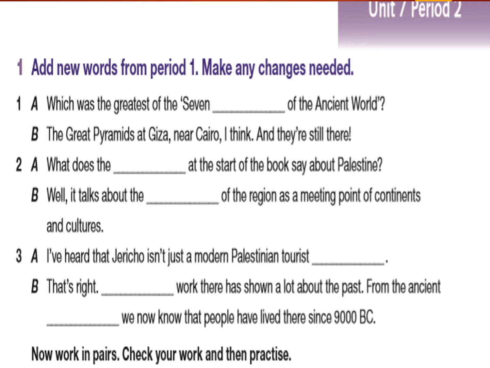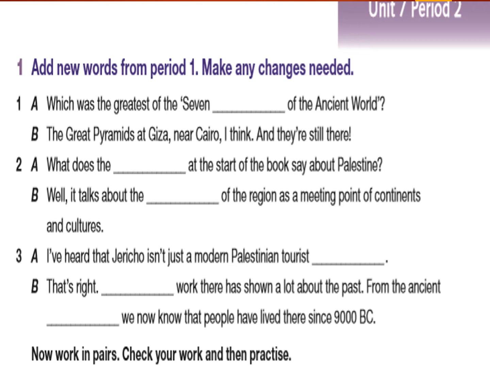Now, open your book, page 6, period 2. We will do this exercise, activity 1, okay? We will add new words from period 1, make any changes needed. We will go back to the new vocabs which we took in period 1, and we will use them in order to complete this activity. I will give you 2 minutes in order to prepare this activity.